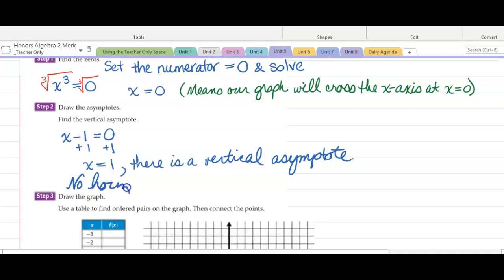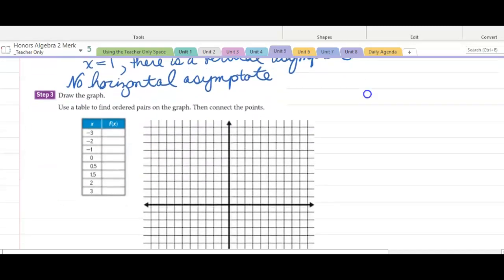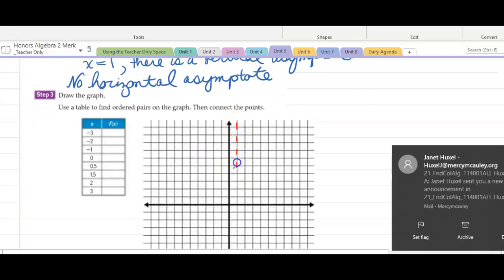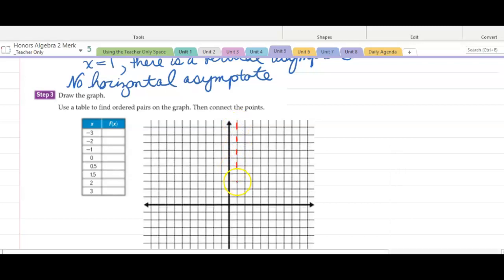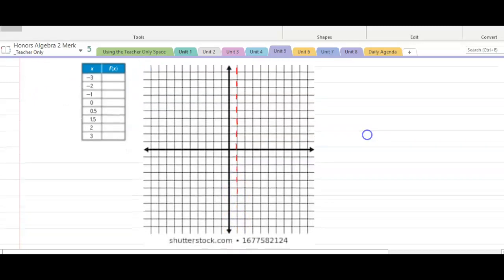No horizontal asymptote. Let's go ahead and graph x equals 1. It's a vertical line right here. So we know our graph will not cross. We do know that the graph crosses the x-axis when x equals 0, so there is a point right here. Go ahead and include that on my table.